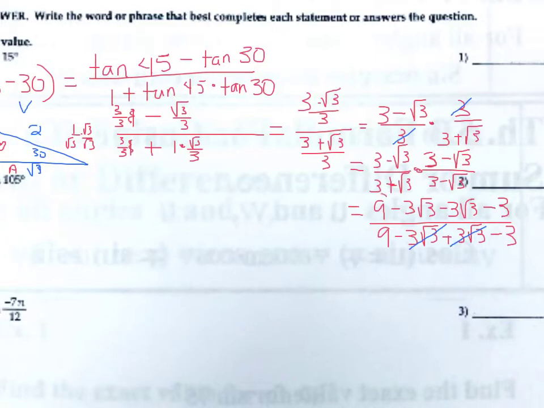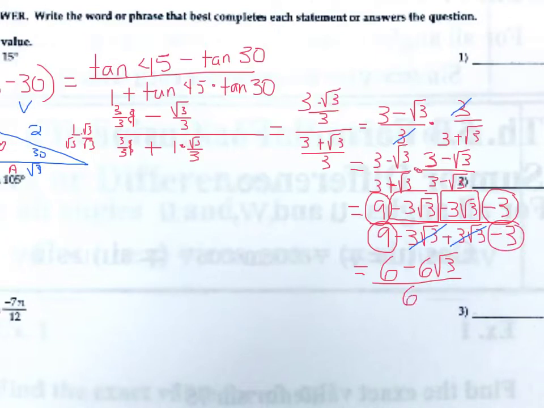So when you combine 3, 9, and negative 3, that is 6, isn't it? Yes, 6. And then what about negative 3 square root of 3 combined with negative 3 square root of 3? Is it negative 6 square root of 3? From the bottom, 9 minus 3 is 6. Okay, it's getting better. It's 6 divided by 6, and negative 6 square root of 3 divided by 6.